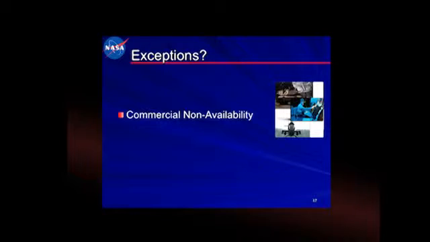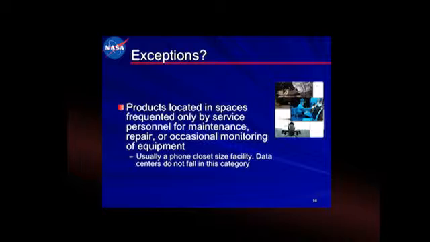All right, and then another exception is products located in spaces frequented only by service personnel for maintenance, repair, or occasional monitoring of equipment. This is sometimes referred to as a back office exception or back room exception. But really it's like a phone closet. If you can imagine a phone closet with a bunch of wires and maybe some terminals that you can see some lights flashing, that's what this was intended for. Some people would say, you know, hey, my data center falls under this.